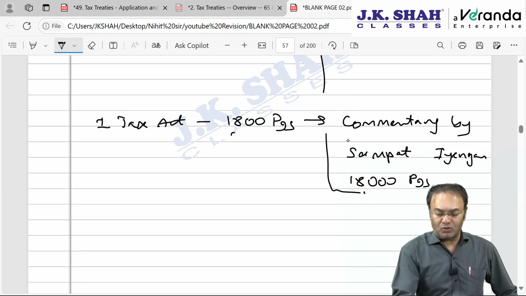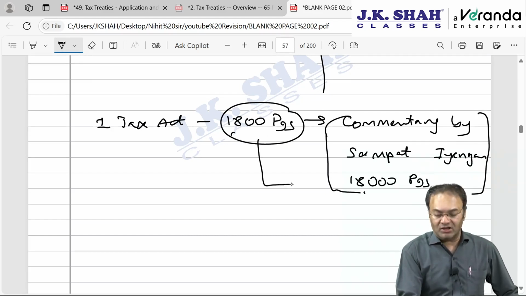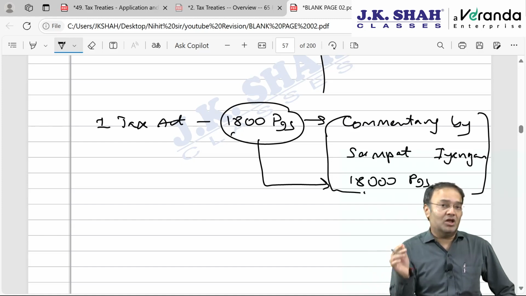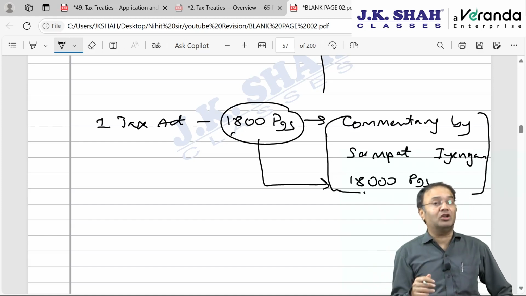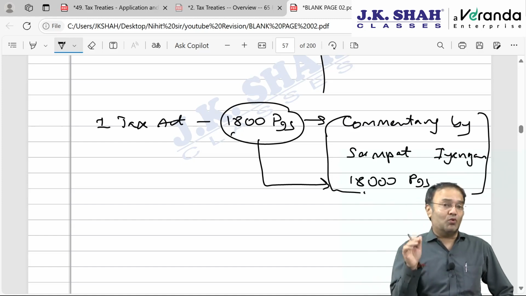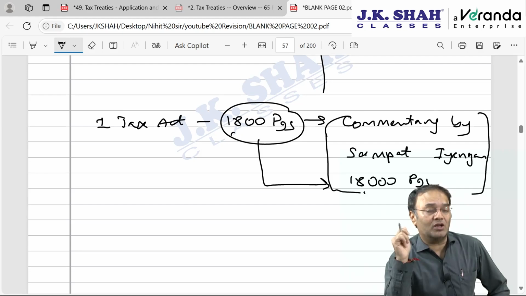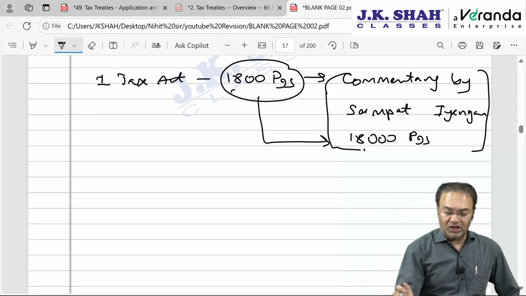I have not referred to it entirely, but imagine for each page of the act there are 10 pages of explanation or commentary. Why was this provision introduced? What was it prior to that? When was it introduced? Why was it introduced? What was going on at that time in the country? How people were taking undue advantage? What was the government's intention to plug that loophole? So 18,000 pages.